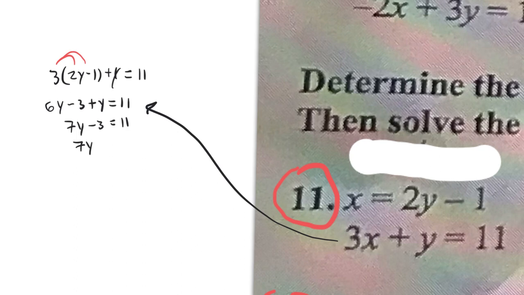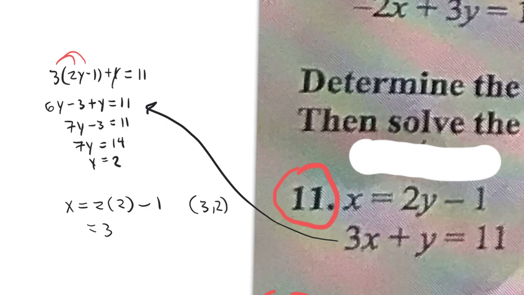Adding 3 to both sides would give us 7y equals 14. Dividing both sides by 7 would give us y equals 2. Now we have discovered that y is equal to 2, which means we could plug 2 into that equation right there. So I'll rewrite it down here. It's going to be x equals 2 times, not y, but 2. We can actually replace that y with a 2. And then we have minus 1. That's going to be 4 minus 1, which is 3. So the solution to this particular system of equations is 3 comma 2.